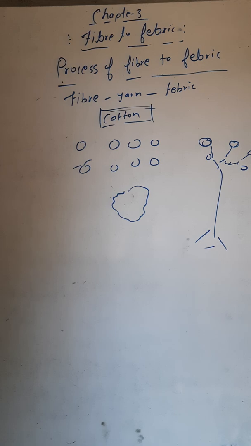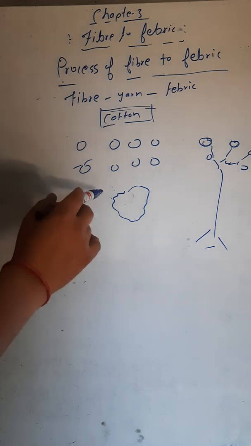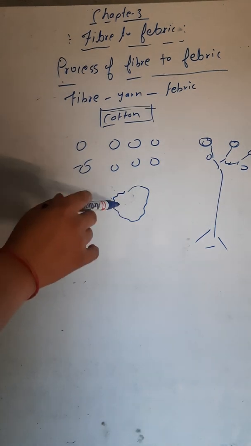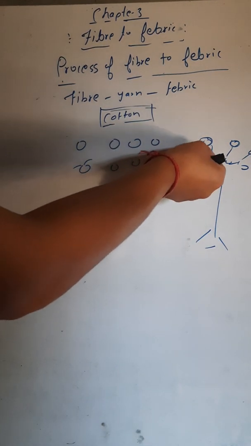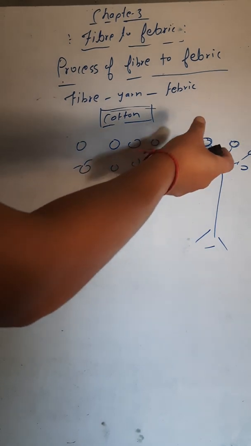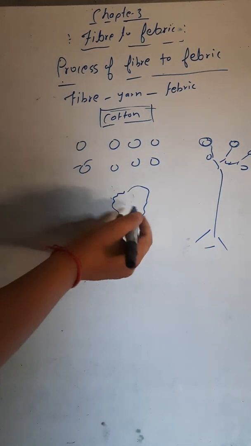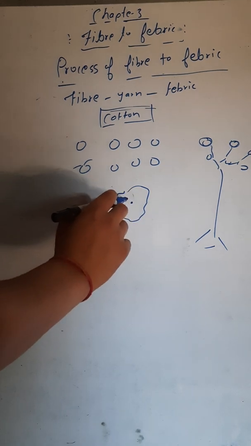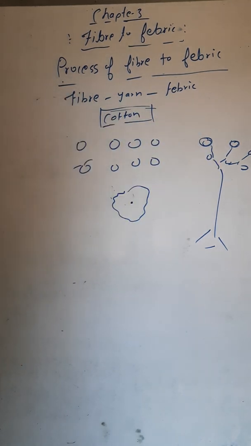There are still seeds inside the cotton bolls. When the cotton bolls are dried up and dispersed, we get the cotton, and inside it there is a seed. You can see the seed. Now these seeds also have to be removed. How do we remove these seeds?